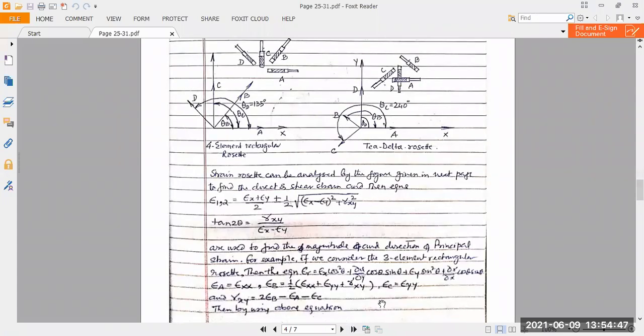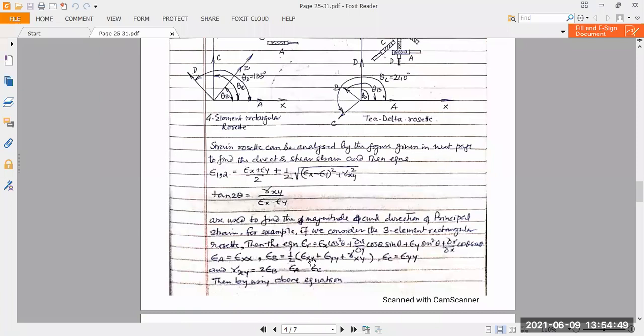So half should be common here: half of epsilon xx or epsilon A plus epsilon yy or epsilon C, plus gamma xy or gamma of gamma xy. And this is epsilon C, epsilon A, and epsilon B, and gamma xy remains unknown. We have to calculate it from this equation, and epsilon C is epsilon yy here. So gamma xy you can calculate as 2 times epsilon B minus epsilon A minus epsilon C.